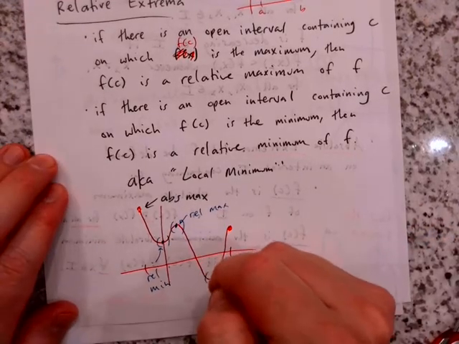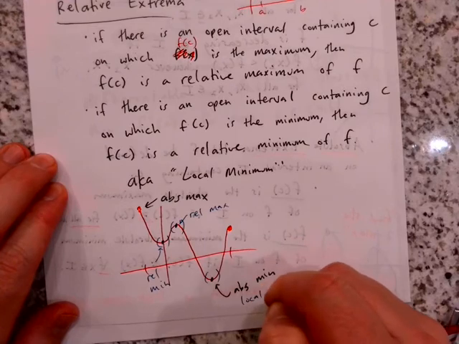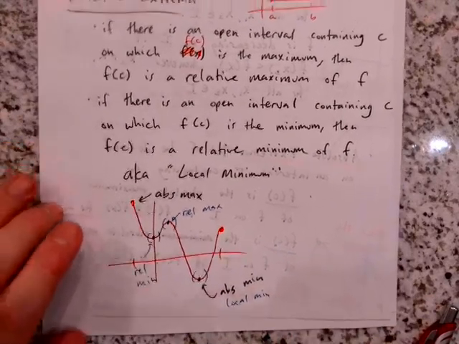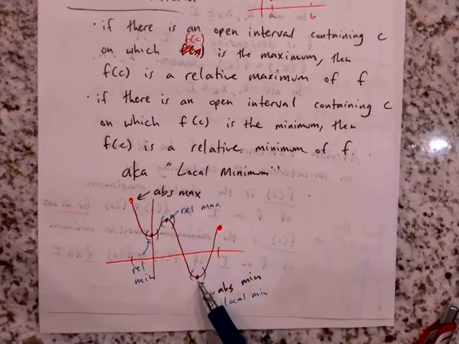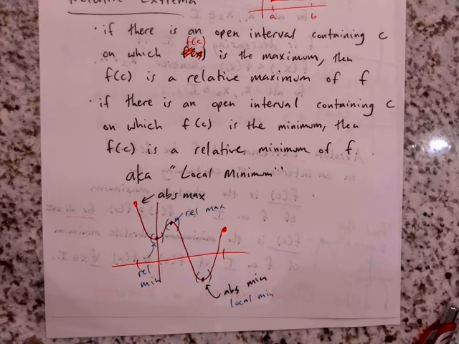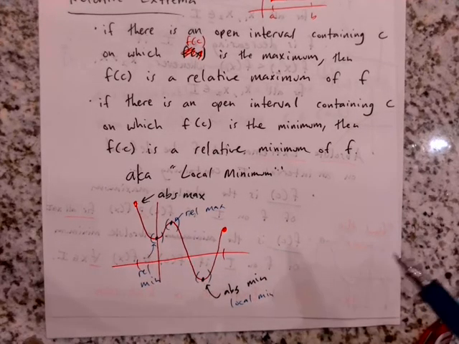This is also a local min. It's the absolute min, but also if we would only look at that individual neighborhood about the point C, it is the lowest point, therefore it's a local min.